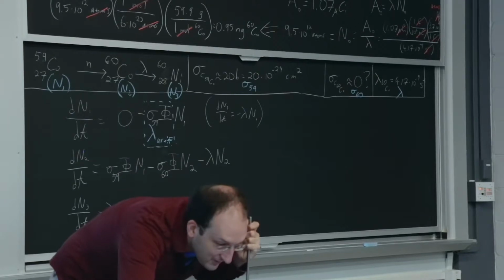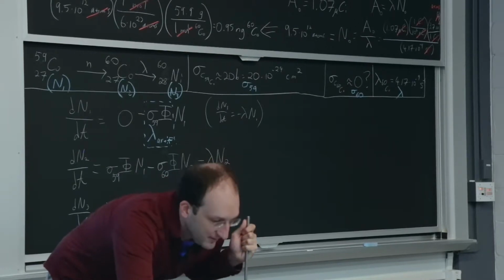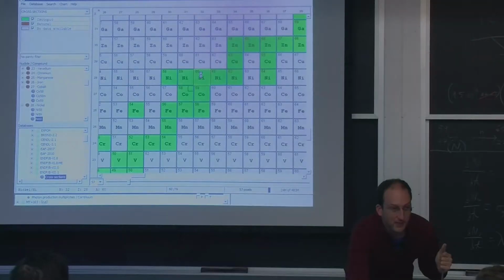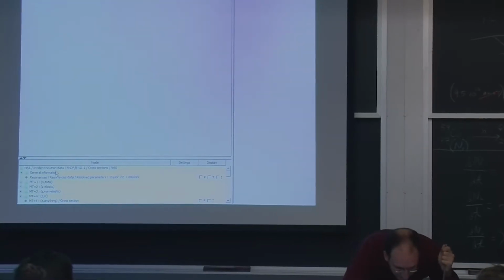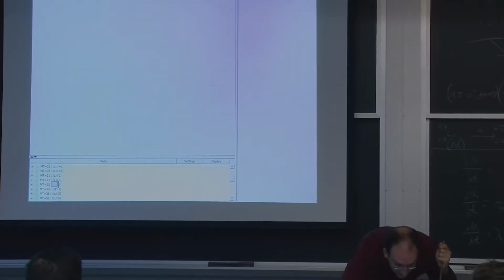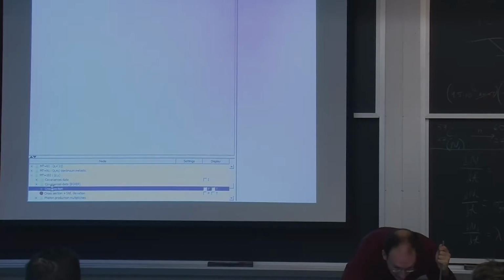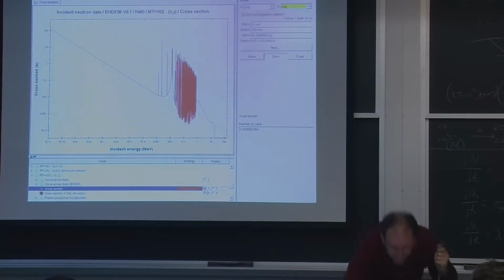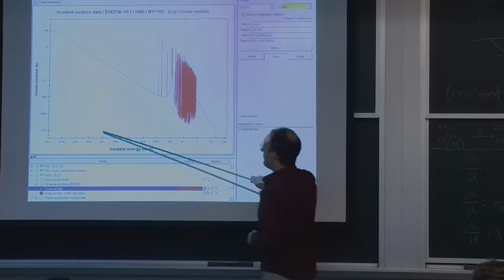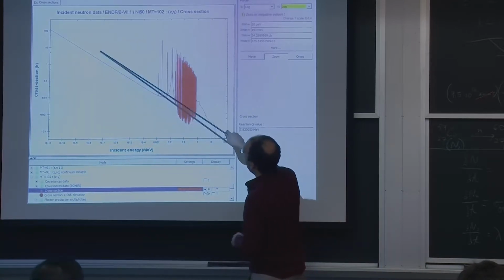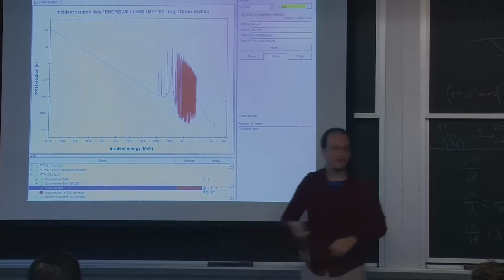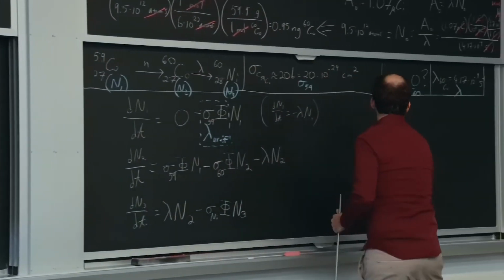Let's go to our tables. There's data for nickel 60. Let's look up its absorption cross-section. So we'll scroll down to our capture cross-section, plot it, take a look at around 1e minus 8, and it's like 2 barns. Not negligible.